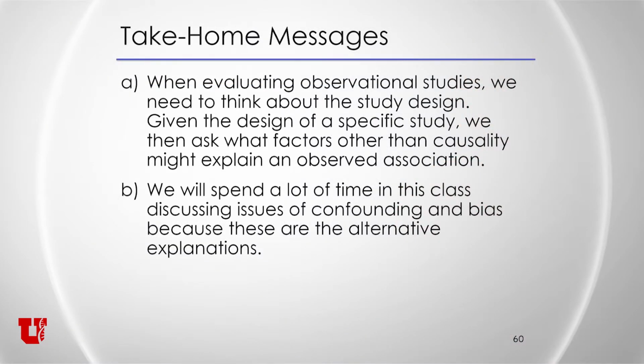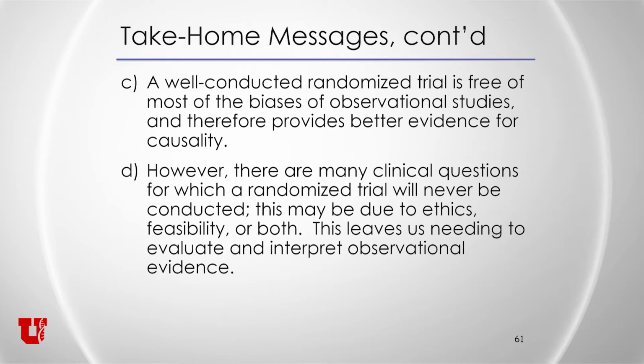Take-home message B. We will spend a lot of time in this class discussing issues of confounding and bias, because these are the alternative explanations to cause and effect when you have an association. Take-home message C is that a well-conducted randomized trial is free of most of the biases of observational studies and therefore provides better evidence of causality, and most people would agree on this point. And then take-home message D, however, there are many clinical questions for which a randomized trial will never be conducted. This may be due to ethics, feasibility, or both.